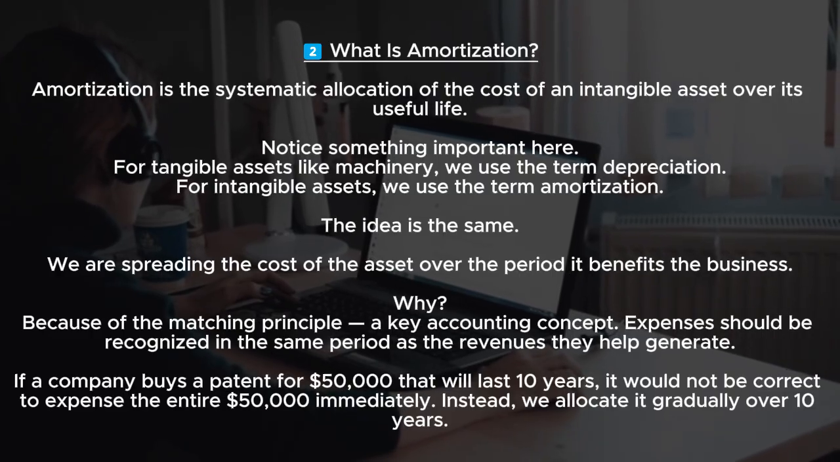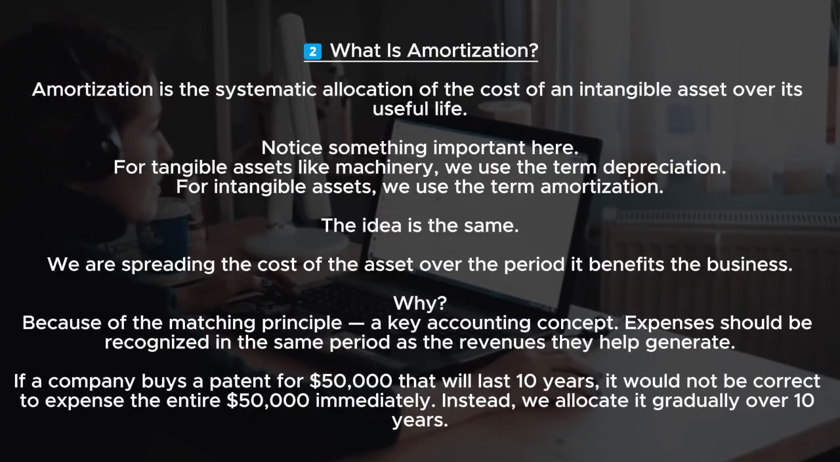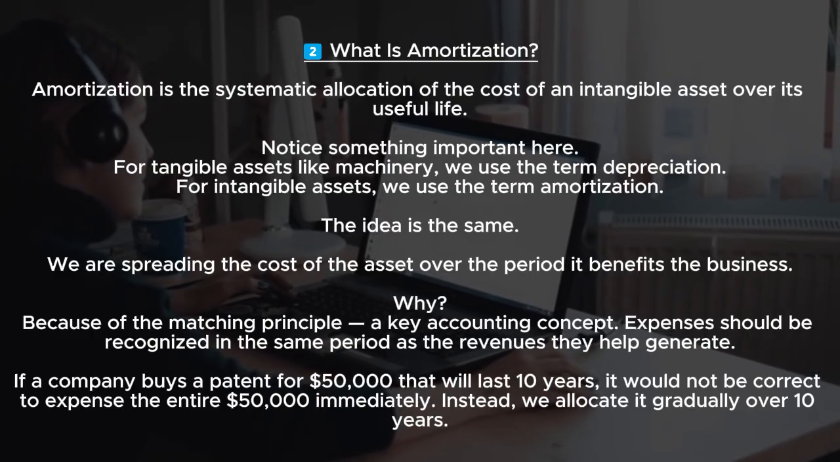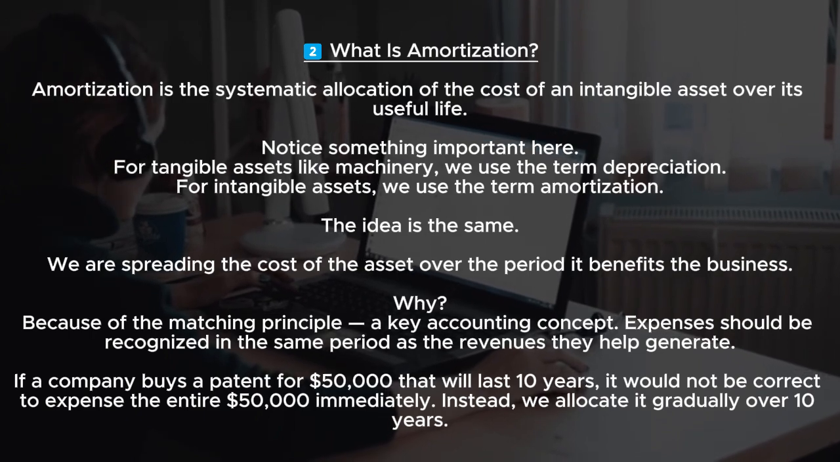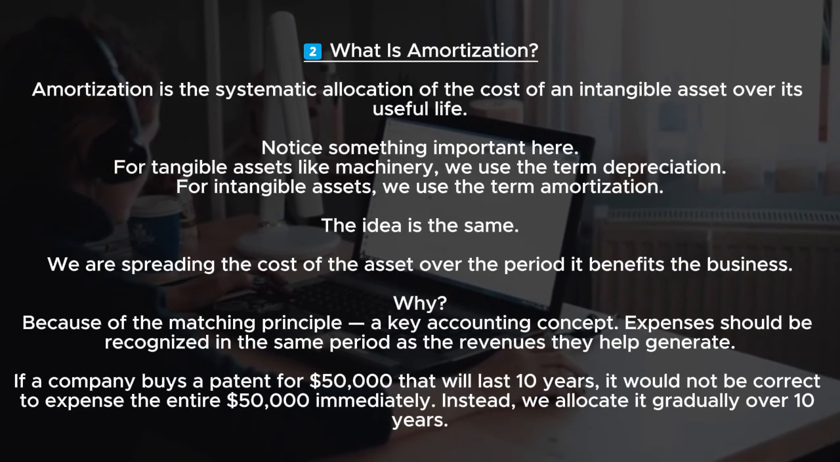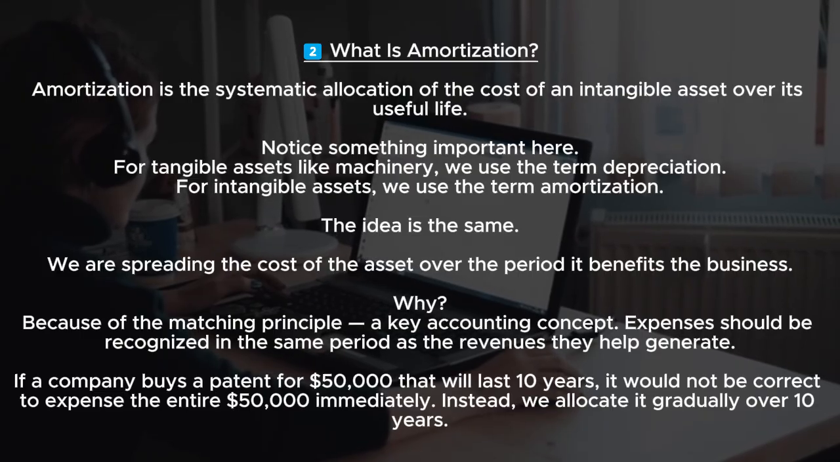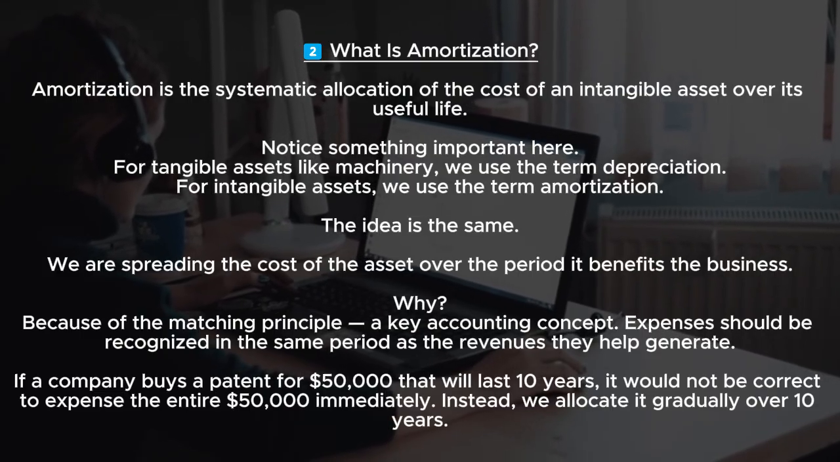Why? Because of the matching principle, a key accounting concept. Expenses should be recognized in the same period as the revenues they help generate. If a company buys a patent for $50,000 that will last 10 years, it would not be correct to expense the entire $50,000 immediately. Instead, we allocate it gradually over 10 years.